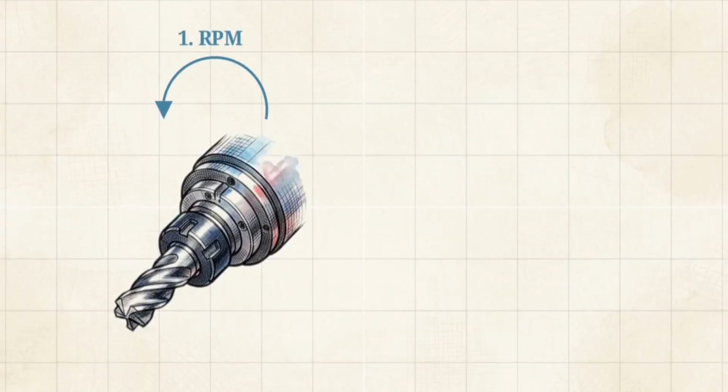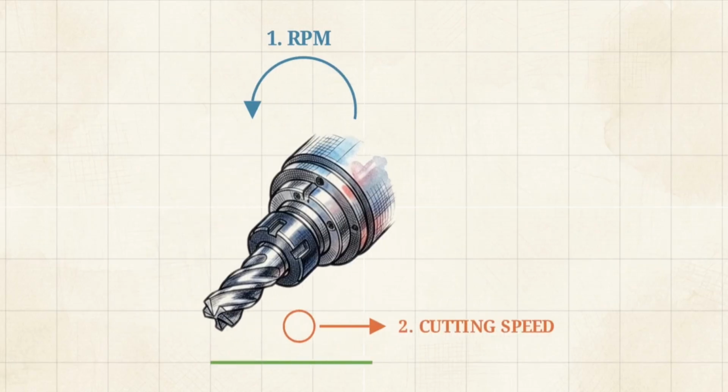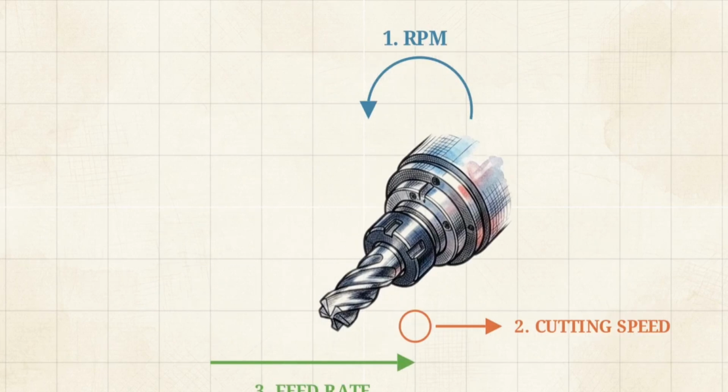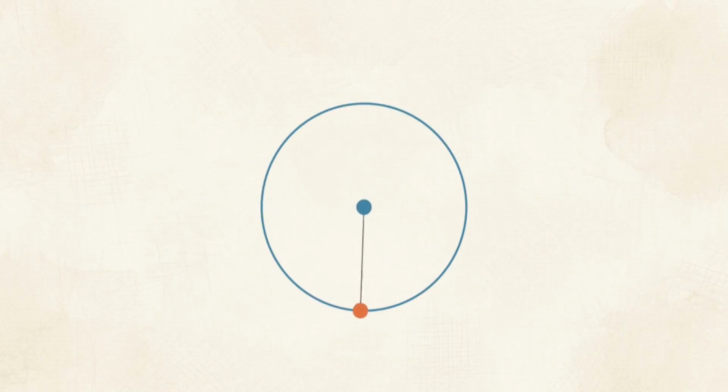A CNC machine relies on 3 distinct types of motion: rotary speed, measured in RPM, linear edge speed, or cutting speed, and translational advance, called feed rate. To see how they interact, think of a merry-go-round. If you stand dead center or hang off the outer edge, you complete one full rotation in the exact same amount of time. That is your RPM.